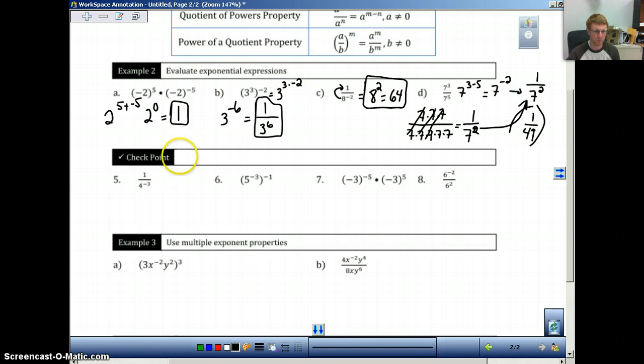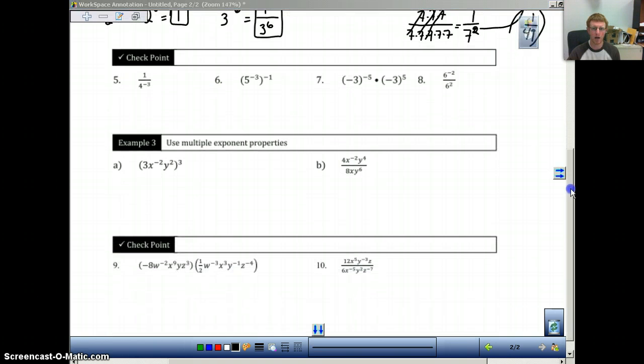All right, so again, you have some checkpoints to do. See how much of these you can do step by step. Use your properties. Don't do anything with the negative exponents until the end. Hit pause on the video and then just go ahead and hit play when you're ready.